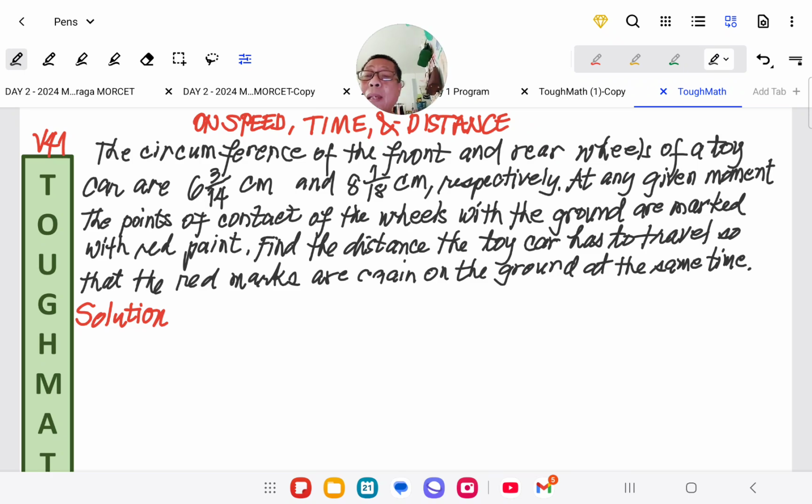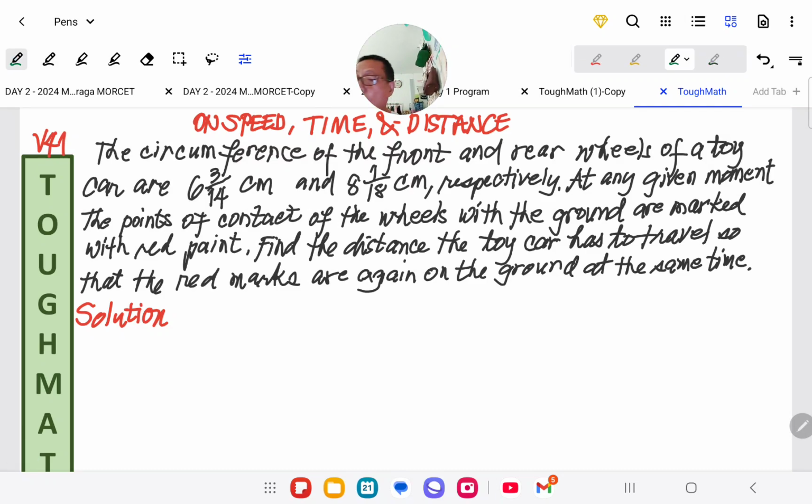The first problem. The circumference of the front and rear wheels of a toy car are 6 and 3/14 centimeters and 8 and 1/18 centimeters respectively. At any given moment, the points of contact of the wheels with the ground are marked with red paint. Find the distance the toy car has to travel so that the red marks are again on the ground at the same time.